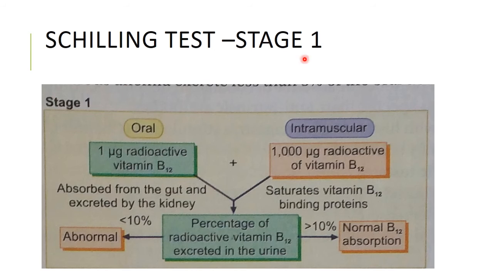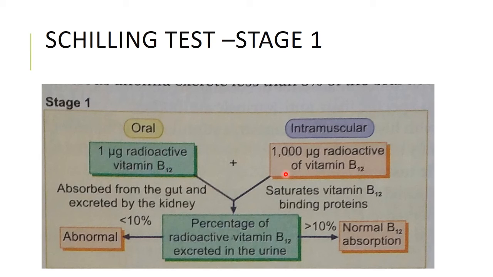So in the Schilling test, in stage 1, the patient has to come overnight fasting, and then an oral dose of radiolabeled vitamin B12 will be given in 200 ml of water, and after 2 hours an intramuscular injection of unlabeled vitamin B12 will be given. This unlabeled vitamin B12 acts as a saturating dose, so that it gets deposited in the liver, so the liver won't be free to receive the radiolabeled vitamin B12. And also this unlabeled vitamin B12 acts as a flushing dose, so that it promotes the kidney to excrete the radiolabeled vitamin B12.